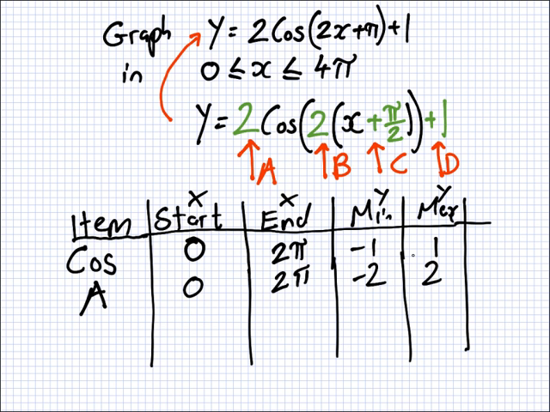Now the second one, what effect does the B have here? On the x. And the effect of it? What does the 2 do on the B? Shrinks it. By how much? 2. So, instead of finishing at 2 pi, it will now finish at? Correct. 1 pi.